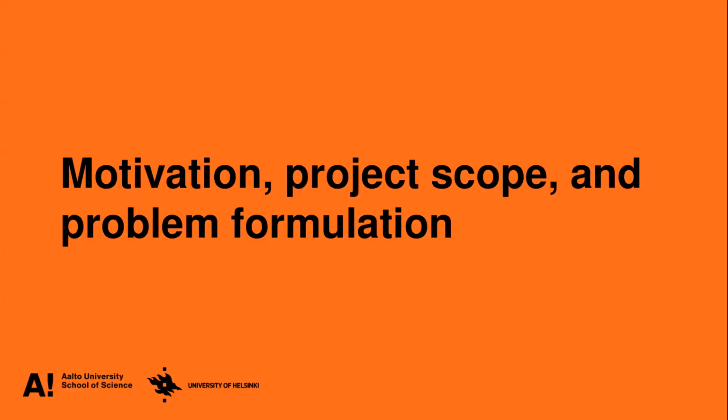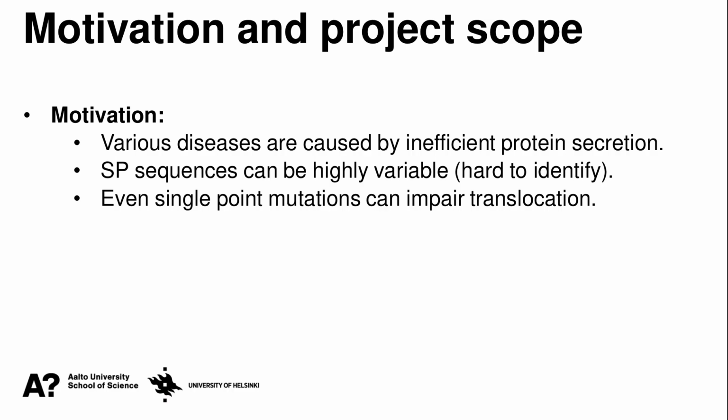I will now go through the motivation of this project, the project scope, and its formulation. Motivating our work, inefficient translocation caused by signal peptides may result in certain proteins, such as hormones or antibodies, to be secreted in lesser amounts, and this can result in diseases. Signal peptide identification is therefore of biological and medical relevance.